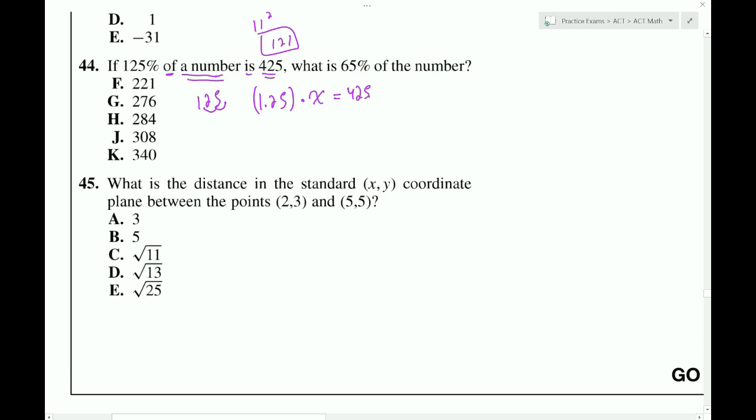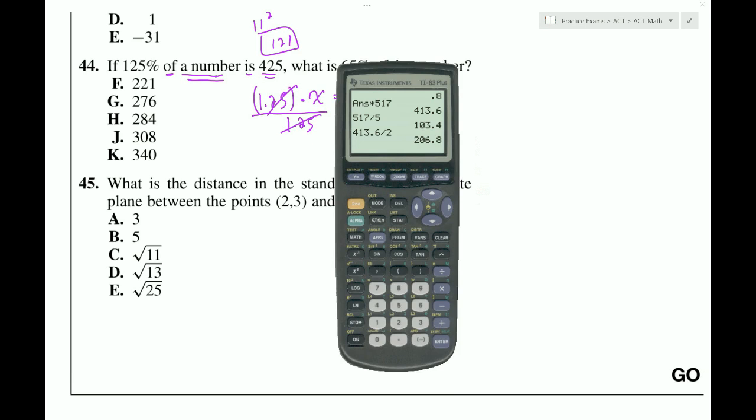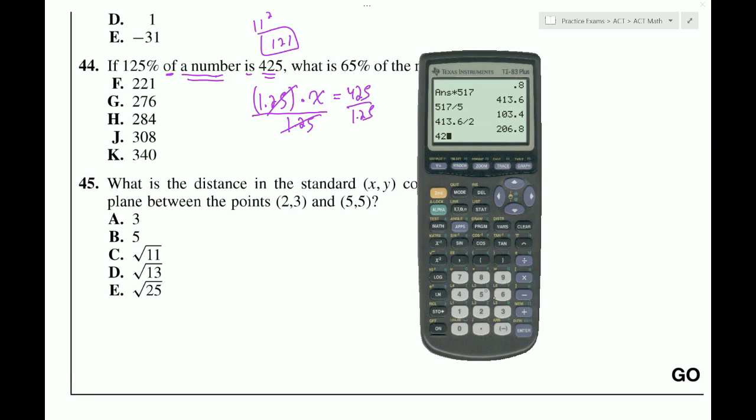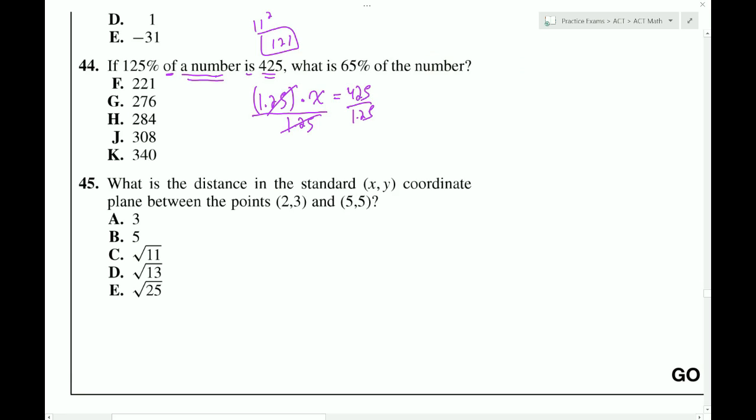Okay, simple enough. So we got our nice equation to work with there. As a matter of fact, we could even solve it, right? So to solve it, we just have to divide by 1.25, and calculator will help. So 425 divided by 1.25, we get 340. So x equals 340.